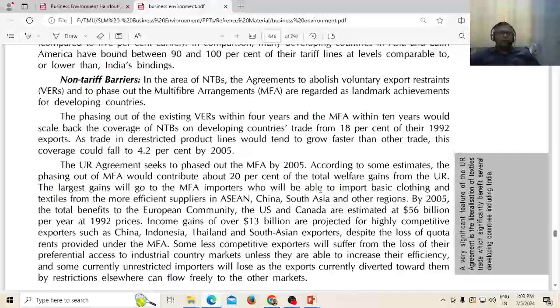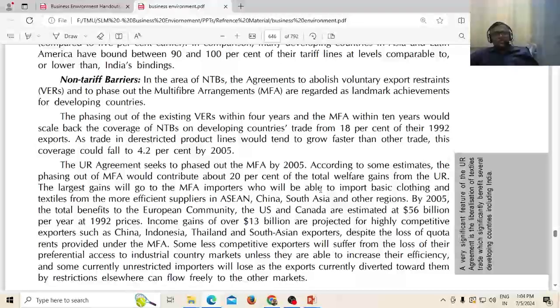The total benefits to the European Community, the US, and Canada are estimated to be $56 billion per year at 1992 prices. However, gains of over $13 billion are projected for the highly competitive exporters such as China, Indonesia, Thailand, and South Asian exporters, despite the loss of the quota rents provided under the MFA.